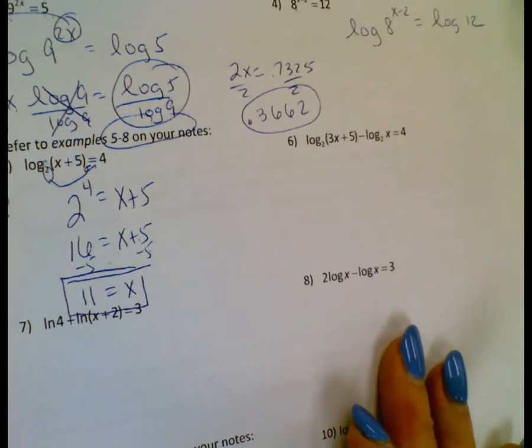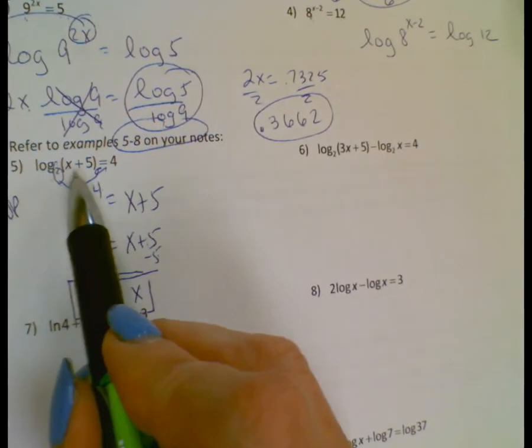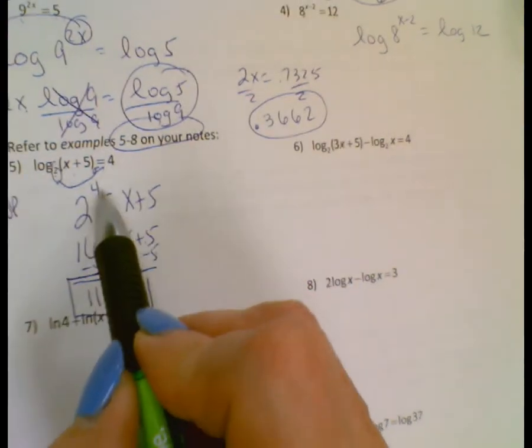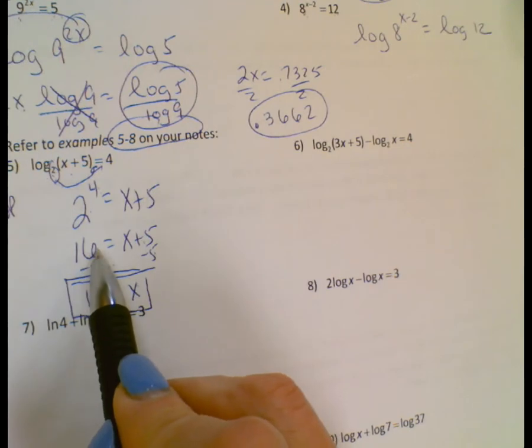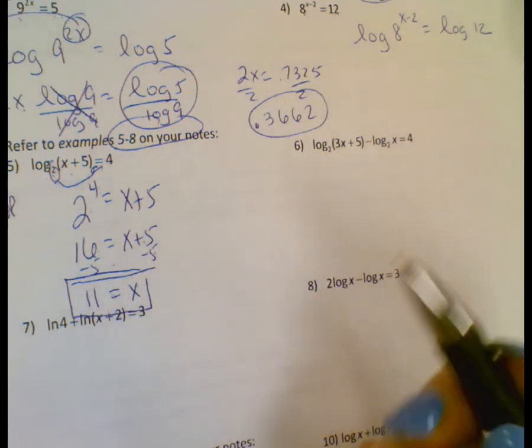Sorry about that. Got a phone call. So this was a swoop. This has got a single log, so you're going to swoop. So 2 to the 4th equals x plus 5. 2 to the 4th is 16, and you're solving for x, so subtract 5 and you're done.